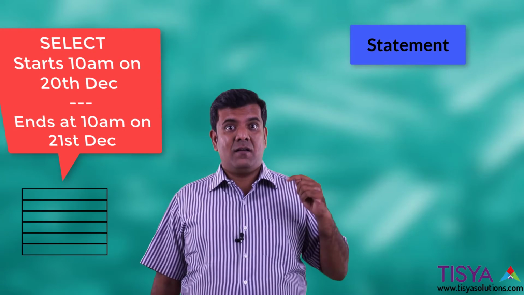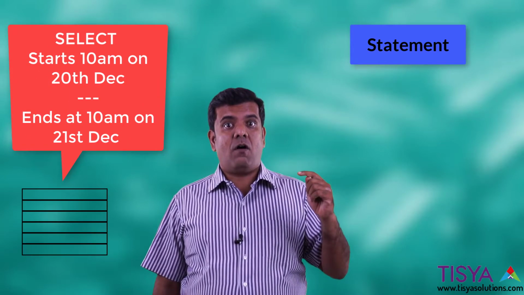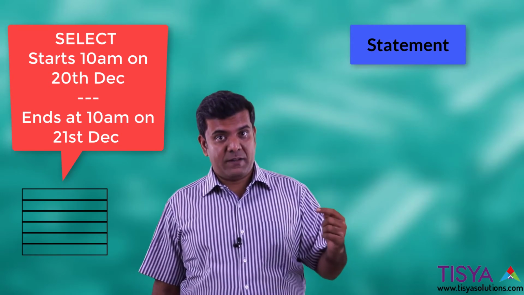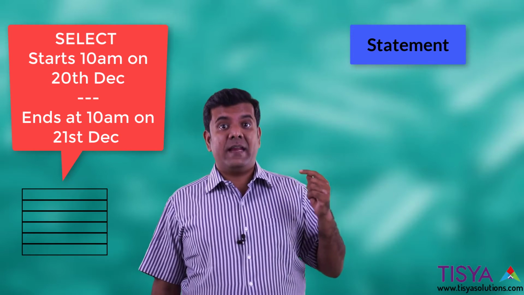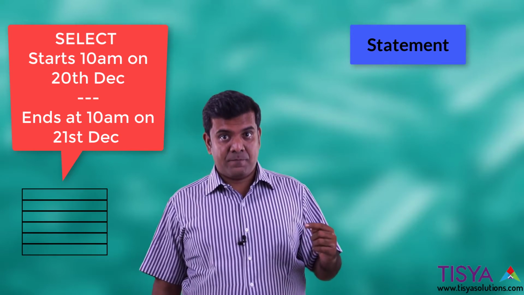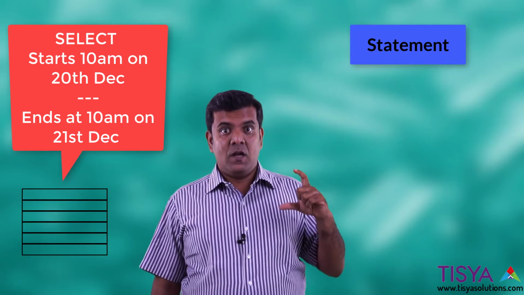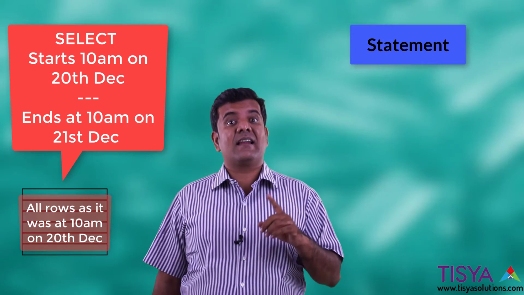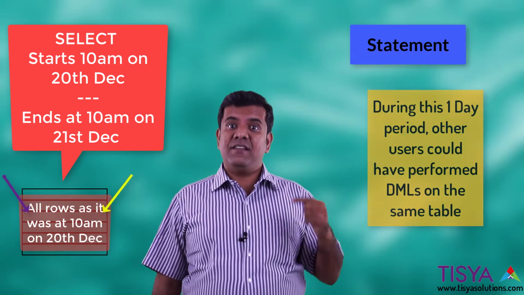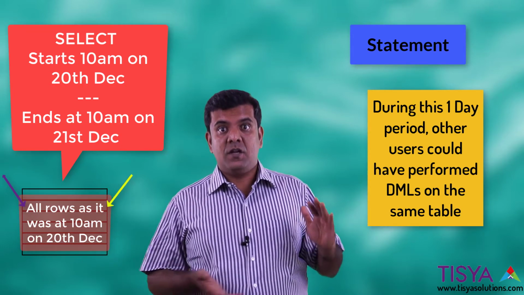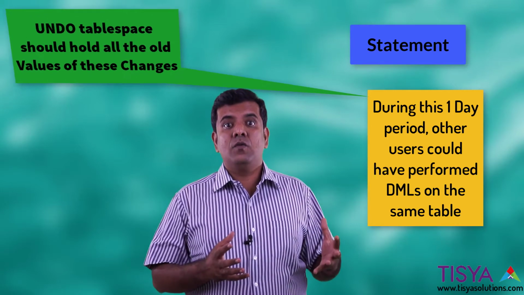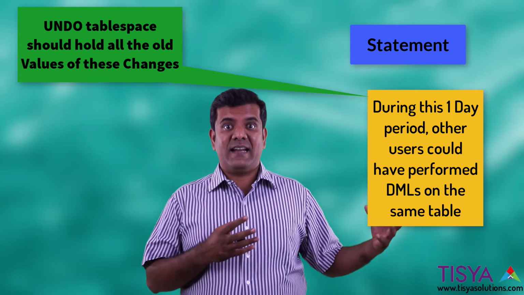Which means, even though the query, let's say, started on 20th of December and goes all the way to 21st December same time. So let's say we started the query at 10 a.m. on 20th of December and the query ended on 21st December 10 a.m. The result of this single statement will be as of 10 a.m. on 20th of December, irrespective of whether there were any changes done by other users during this entire 24-hour period. The only catch is the undo tablespace should be big enough so that it can get the old values.